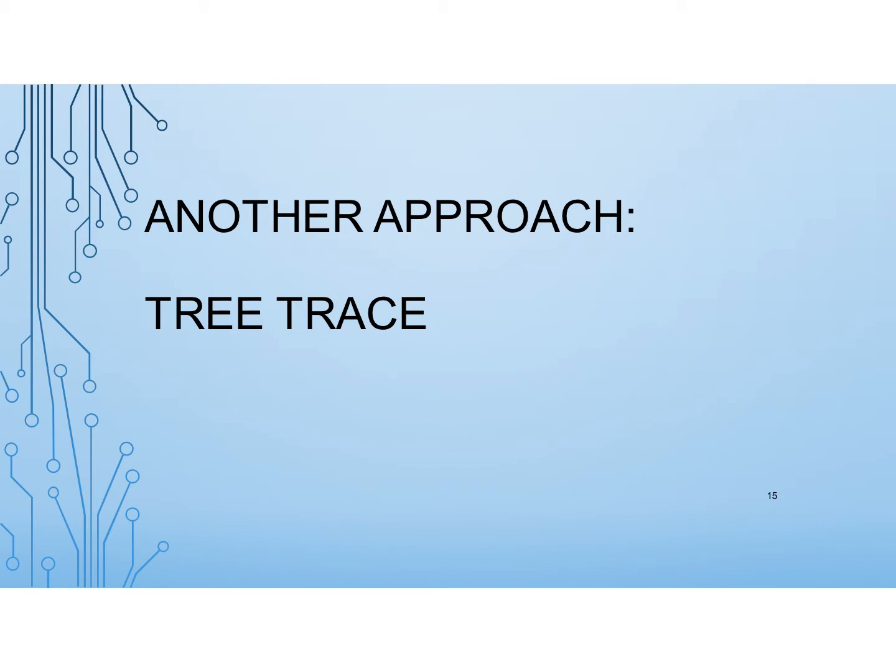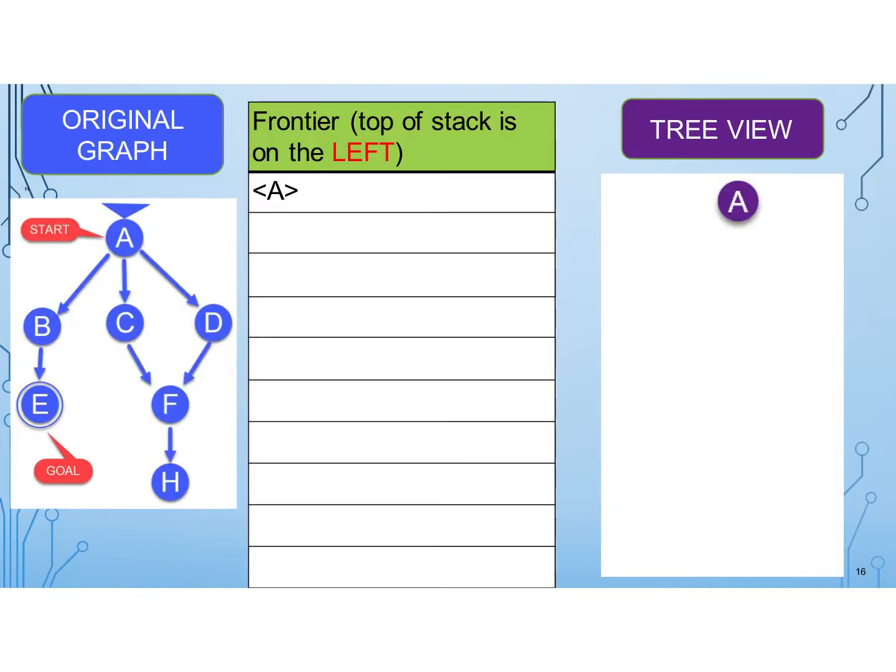But another thing that we can do is to use a tree trace approach. So let me just show you what that looks like. I'm going to try and show it to you in parallel with our standard frontier approach, right? And the basic idea is whenever anything is on the frontier, it also somehow appears in the tree view. So to start out with, we have the start state there, and we've got our initial root of our tree here.